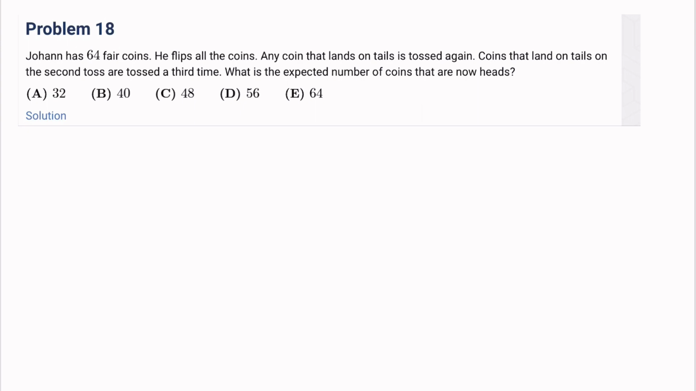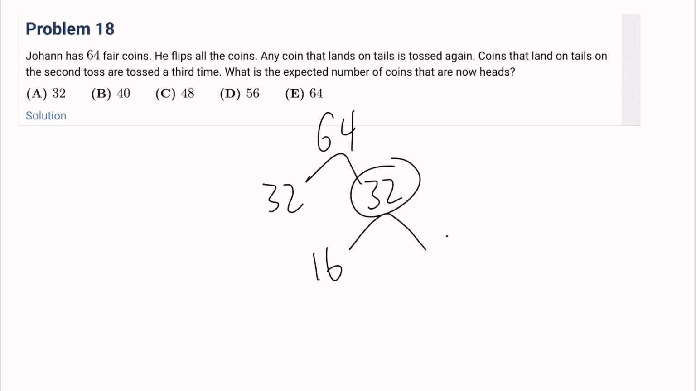Number 18. Johan has 64 fair coins. He flips all the coins. Any coin that lands on tails is tossed again. Coins that land on tails on the second toss are tossed a third time. What is the expected number of coins that are now heads? Okay, this is quite easy. There's 64 coins, and then flipped. Then 32 will be heads and 32 will be tails. And so since 32 land on tails, they're tossed again. 16 on heads, 16 on tails, tossed again. 8 on heads, 8 on tails.